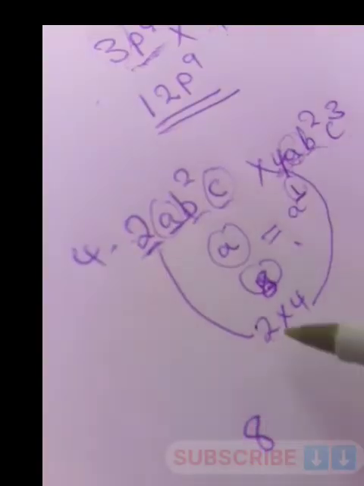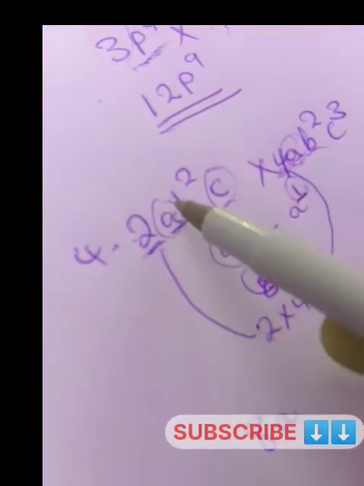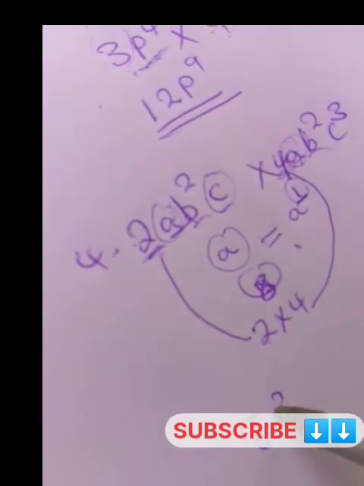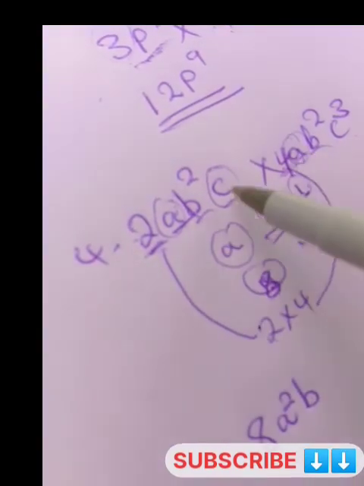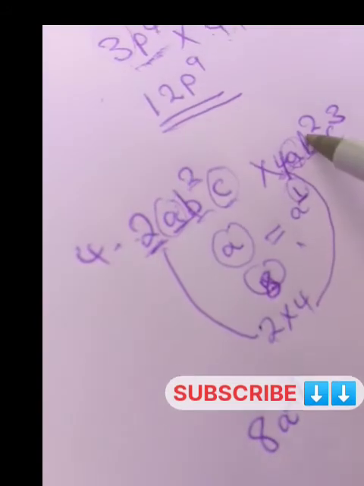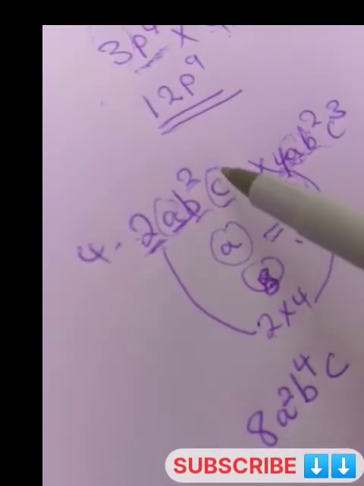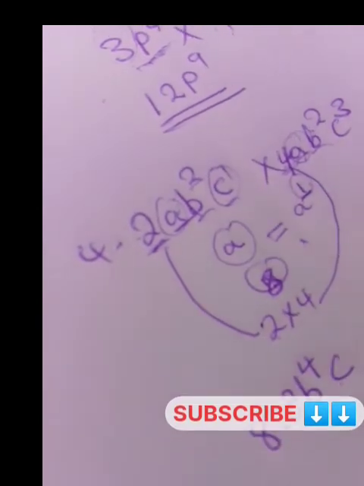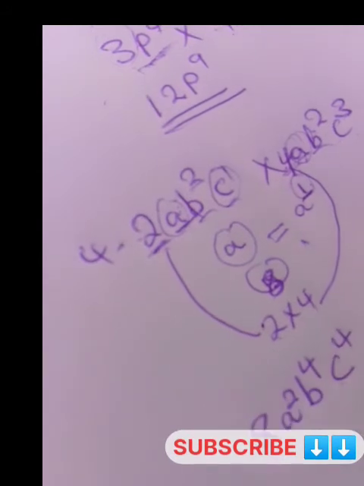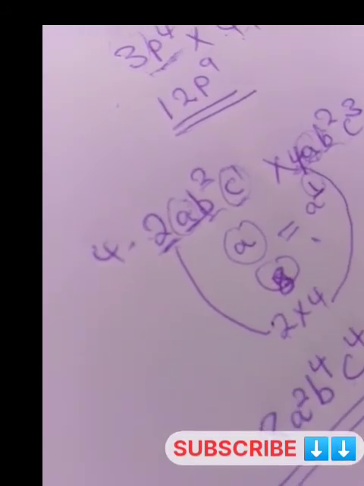Maintain the base a, add the powers: a, 1 plus 1 gets 2. Then we go to b. Maintain the base b, add the powers 2 plus 2, the answer is 4. Then we go to c. Maintain the base, which is c, add the powers 1 plus 3, our answer is 4. So this is our final answer, and this is our last question.